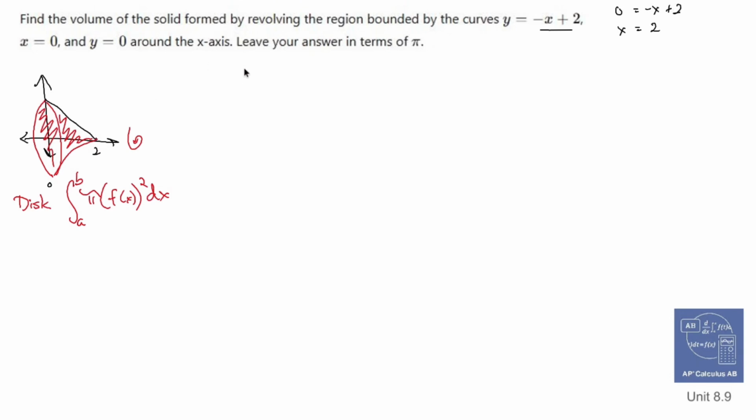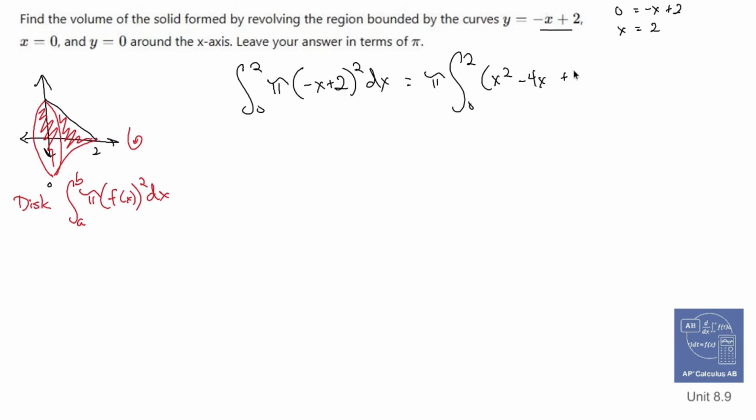So I'm going to set up the integral from 0 to 2 of pi times that function f of x, negative x plus 2, squared dx. Before I do anything, let's pull out that pi, because it's a constant, or coefficient. This is a perfect square trinomial, so if you were to FOIL that out, you would get x squared minus 4x plus 4 dx. And now we can integrate.